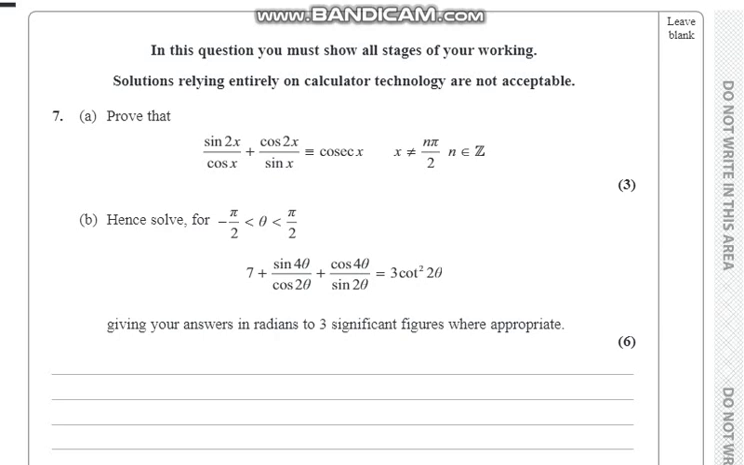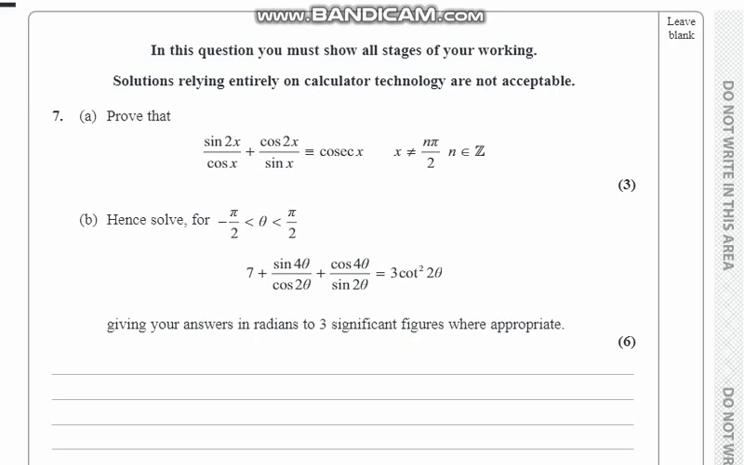In this question, you must show all stages of your working. Solutions relying entirely on calculator technology are not acceptable. So part A states: prove that sin 2x upon cos x plus cos 2x upon sin x is equal to cosec x. What I prefer to do first is basically just write out the identities that you know.